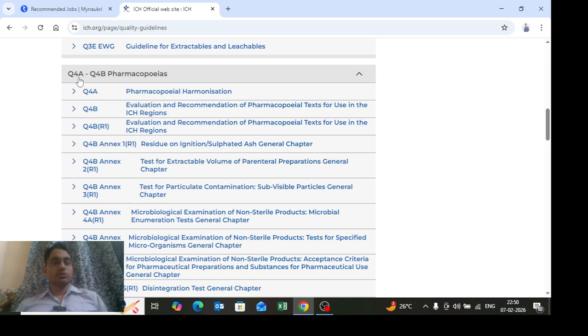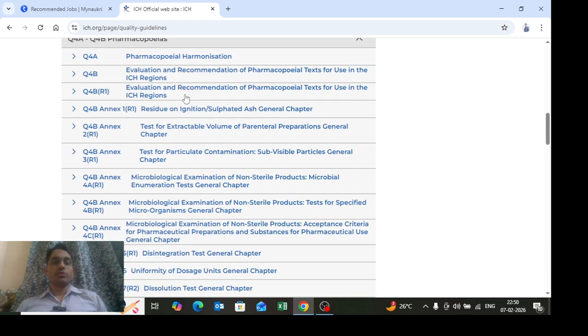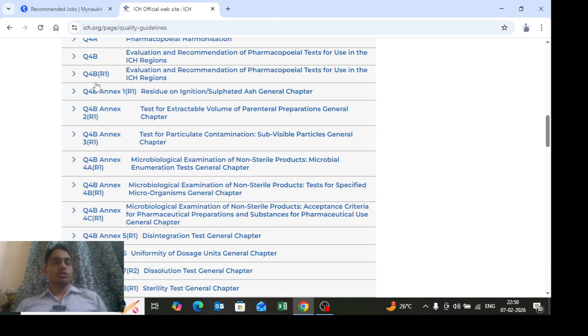Then ICH Q4A and Q4B, pharmacopoeias. Q4A is pharmacopoeial harmonization. Then Q4B, evaluation and recommendation of pharmacopoeial texts for use in the ICH regions. Then Q4B R1, evaluation and recommendation of pharmacopoeial texts for use in the ICH regions. Q4B Annex 1, residue on ignition or sulfated ash general chapter. Q4B Annex 2, test for extractable volume of parenteral preparations general chapter. Q4B Annex 3, test for particulate contamination, sub-visible particles general chapter.